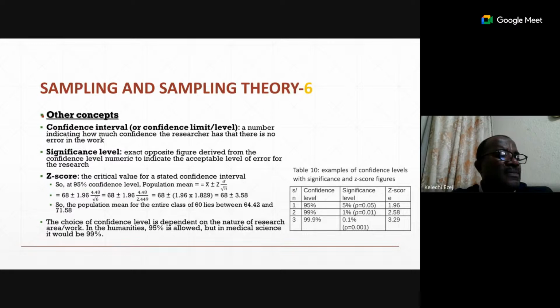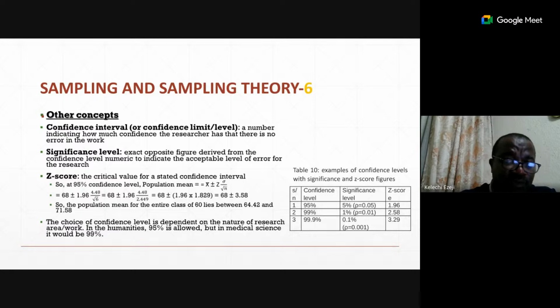It is the converse, someone may say the exact opposite, of the figure in the confidence level, to indicate the acceptable level of error. What the first one says is the confidence that I have that there is no error in this work. This second concept talks about the acceptable level of error. That's speaking the same thing from two different angles.